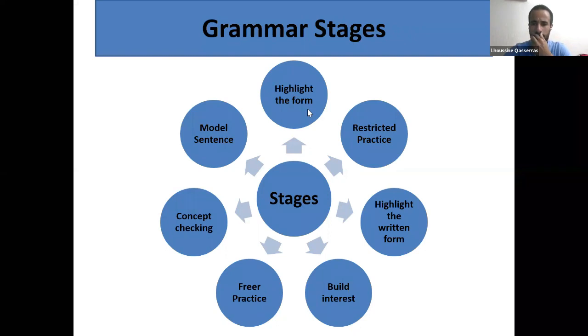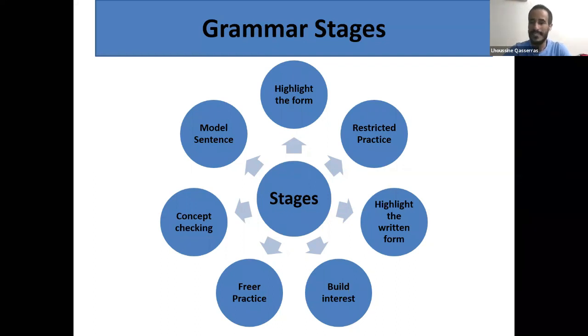Number five or number four? Concept checking. So which one goes first? Concept checking or practice? Most of you got confused. No, my question, which one goes first or comes first? Is it concept checking or practice? Which one? Concept checking, excellent. Concept checking is before practice. Good, number five, what do you think? Yes? Restricted and then free practice.